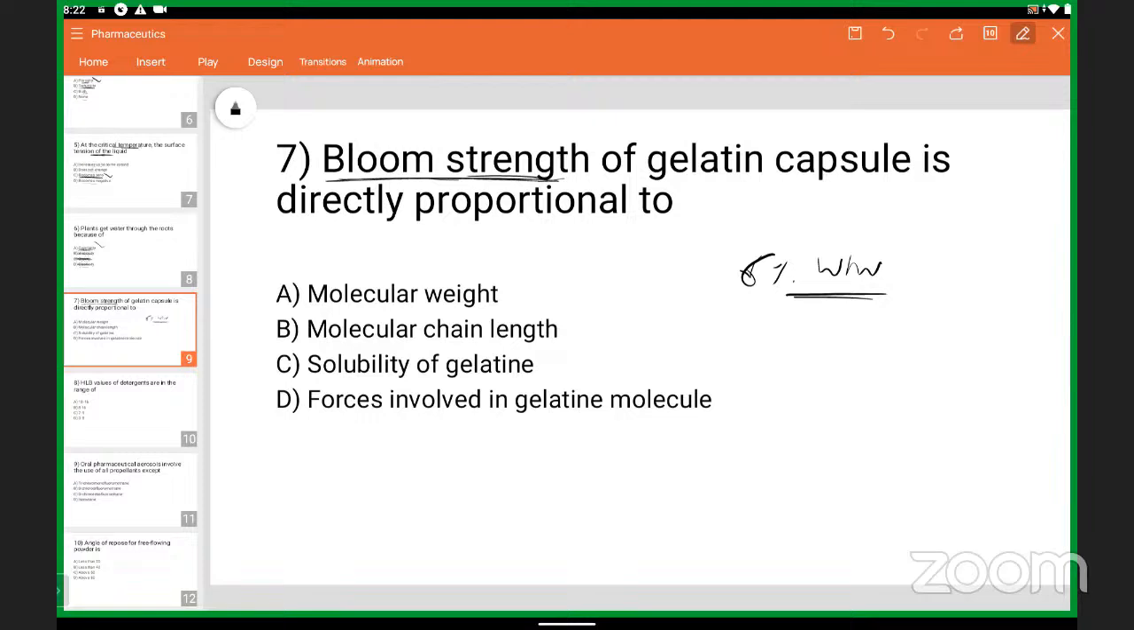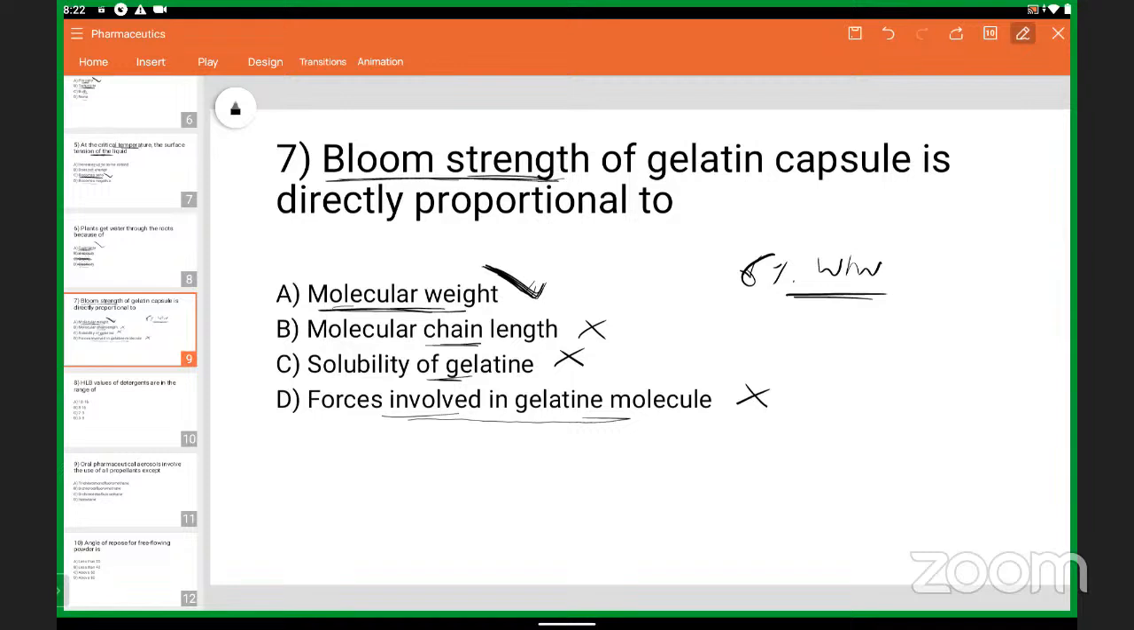The right answer: option A is molecular weight, option B is molecular chain length, solubility of gelatin, and force involved in gelatin molecule. So if you see, the right answer for this question is the molecular weight of the gelatin. The higher the molecular weight, the higher the bloom strength, and the stronger the gelatin becomes. So molecular chain length, solubility of gelatin or forces involved in gelatin molecule are not the suitable option for this. The molecular weight is the right answer for this question.